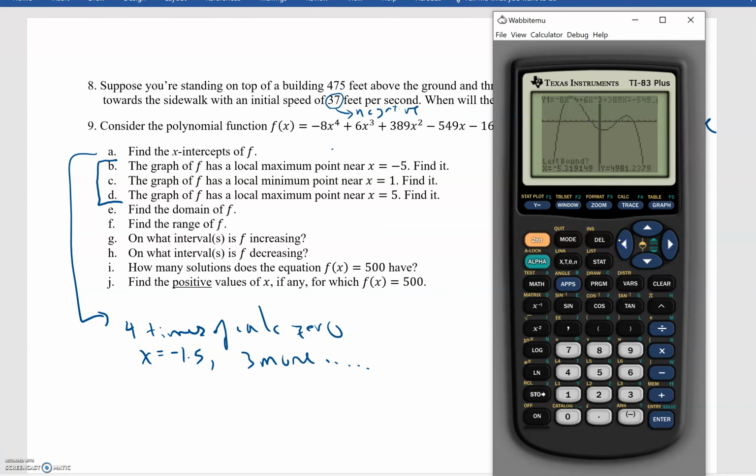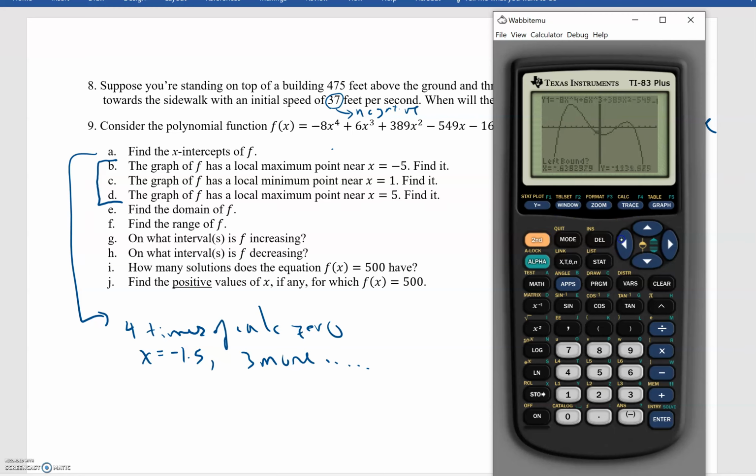I go to the left of that maximum, and if you can't see what you're doing, you can always make your window higher. So I could make this like 7,000 and then graph it, and I'll have a little more vertical headroom up there to work with. That's just me being a bit persnickety in my picture.